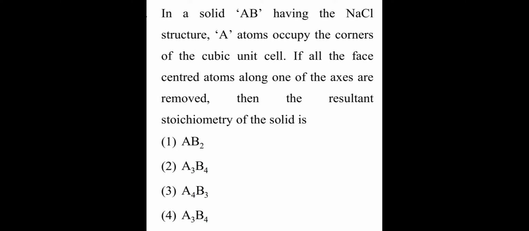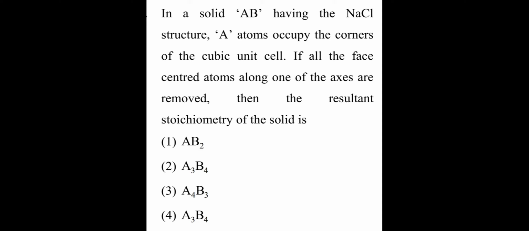From solid state, you can expect these kinds of questions. Interesting, important. In a solid AB having the NaCl structure, A atoms occupy the corners of the cubic unit cell. If all the face-centered atoms along one of the axes are removed, then the resultant stoichiometry of the solid is AB2, A3B4, A4B3, A3B4. See, AB, NaCl type of structure, A atoms occupy the corners.